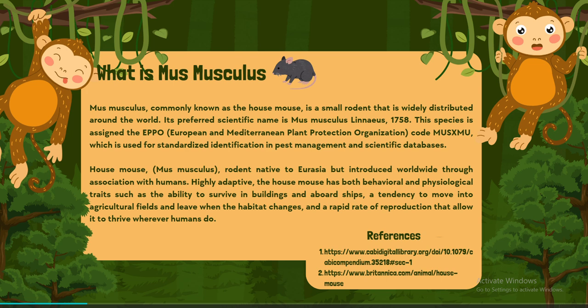The house mouse, Mus musculus, is native to Eurasia but was introduced worldwide through association with humans. Highly adaptive, the house mouse has both behavioral and physiological traits, such as the ability to survive in buildings and aboard ships, a tendency to move into agricultural fields when the habitat changes, and a rapid rate of reproduction that allows it to thrive wherever humans do.